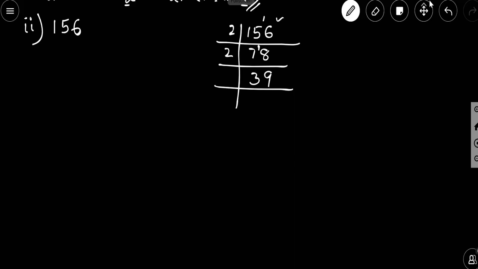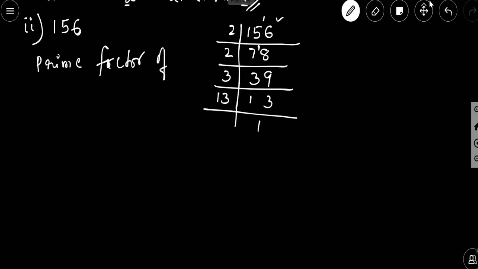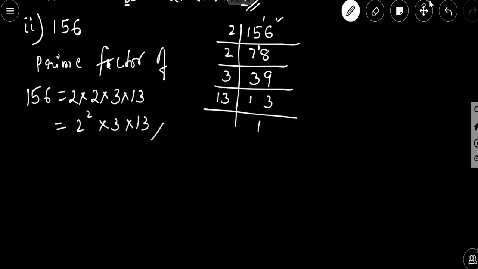Again, if you see this number 39, this is divisible by 3. So 3 ones are 3, 3 threes are 9. Now what is 13? Yes, 13 is a prime number. So that means 13 ones are 13. So it is divisible by itself. So for 156 you can write here: the prime factors of the number 156 are 2 into 2 into 3 into 13. So this is equal to 2 to the power of 2 into 3 into 13. Okay. So this is the answer.